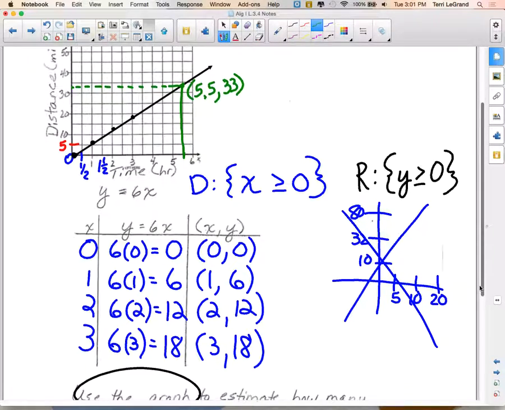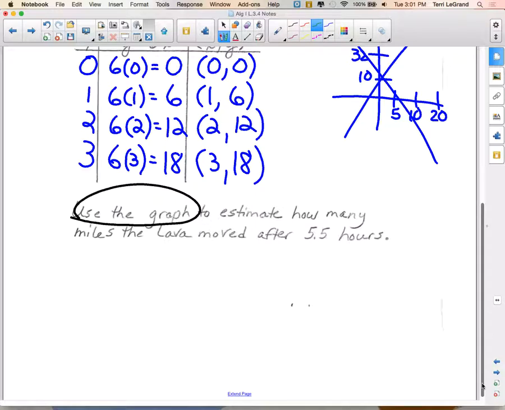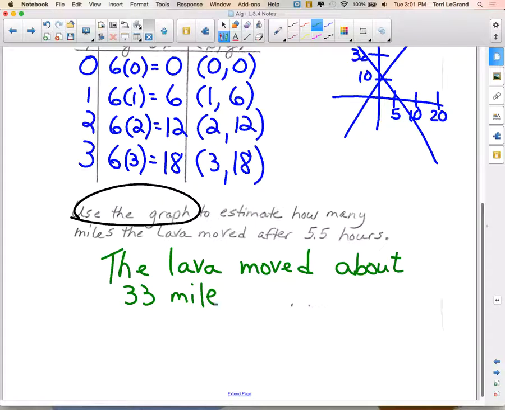And then I'll come down here and answer as a sentence, okay? The lava moved about, we were estimating, we didn't use the equation to get it exact. The lava moved about 33 miles, maybe you said 32, maybe you said 34, whatever your graph shows, you go with. The lava moved about 33 miles in 5.5 hours. Give a complete amount of information. Just saying it moved 33 miles doesn't give quite enough. How long did it take to do that?